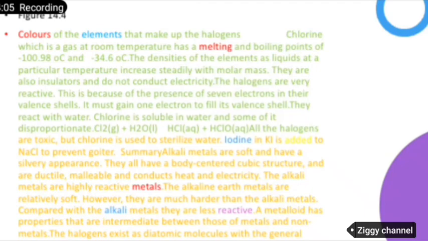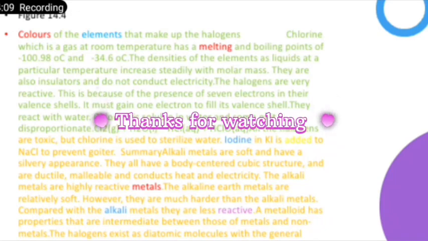Summary: alkali metals are soft and have a silvery appearance. They all have a body-centered cubic structure, and are ductile, malleable, and conduct heat and electricity. The alkali metals are highly reactive metals. The alkaline earth metals are relatively soft. However, they are much harder than the alkali metals. Compared with the alkali metals, they are less reactive. A metalloid has properties that are intermediate between those of metals and nonmetals. The halogens exist as diatomic molecules with the general formula X2. They are very reactive.